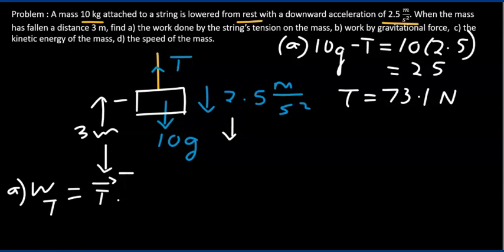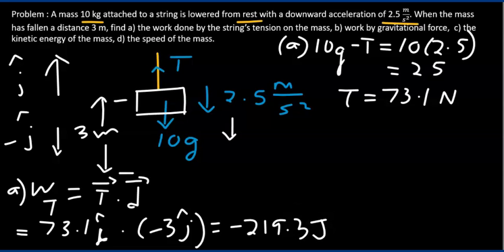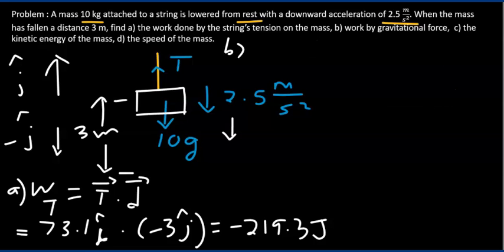So the work done by this tension is that tension force dotted into displacement, which we are given. So tension, the force is acting up, let's call that direction j hat. Displacement is downward, so it's minus j hat. So putting everything together, the tension will become 73.1 j hat dotted into minus 3 j hat. And you will get minus 219.3 joules. That's the work done by the tension. Now part B, work done by the gravitational force.